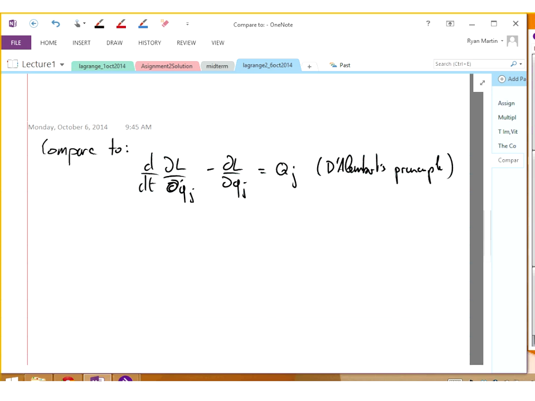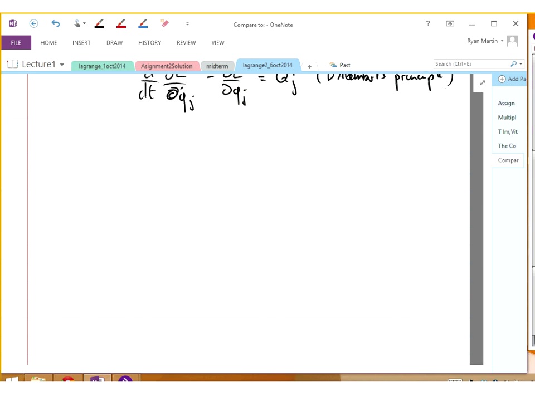So let's do an example to highlight this. This is example 4.4 from the notes.